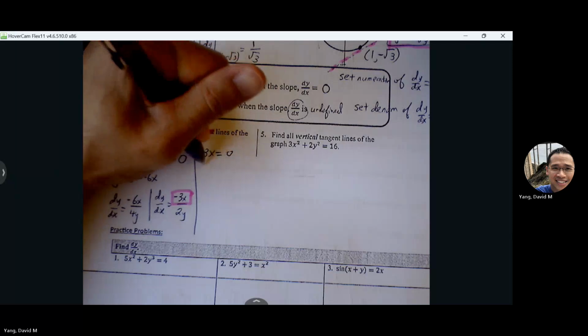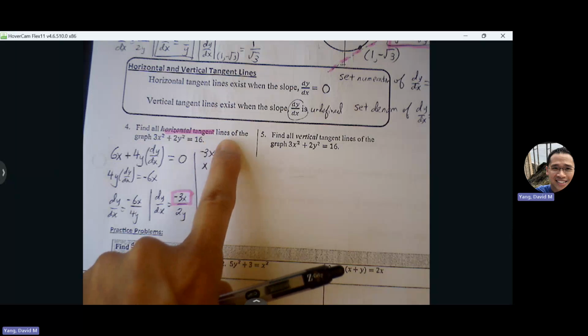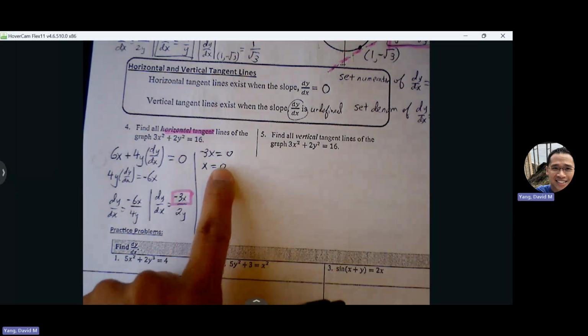All right, horizontal tangents. Set the numerator of your derivative equal to 0. x equals what? 0. Now, we're asking for a horizontal tangent line. So anything that's a horizontal tangent line has to be y equals, right? Like y equals 2 or y equals 3 or y equals 4. x equals 0 is not going to be your tangent line equation. It's going to be the location of where that horizontal tangent is.